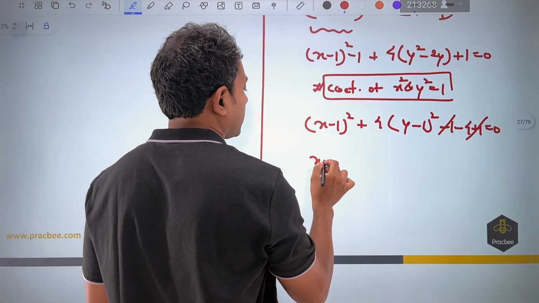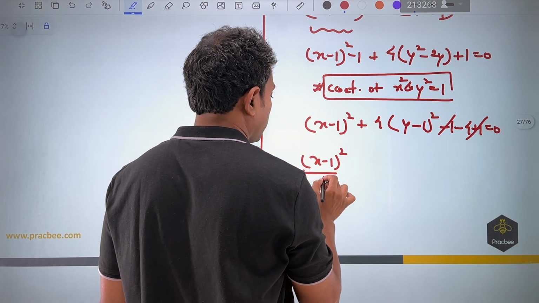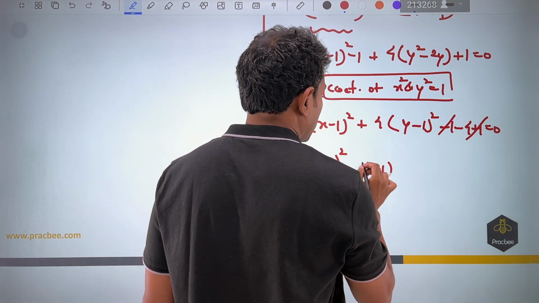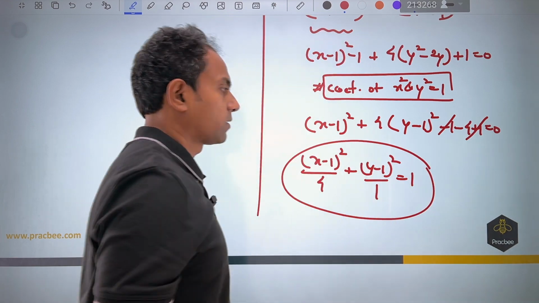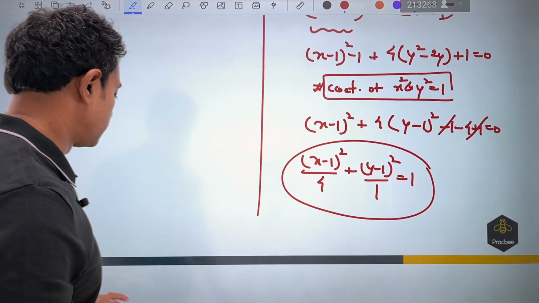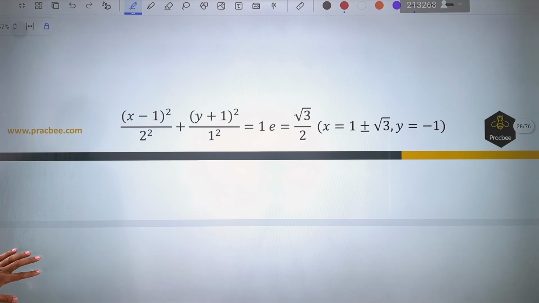So ultimately what you are getting is x minus 1 whole square by 4 plus y minus 1 whole square by 1 equal to 1. So this has now reduced to the earlier question. Like we solved the earlier question, you can solve it in the same manner. All the answers are given here for your reference.